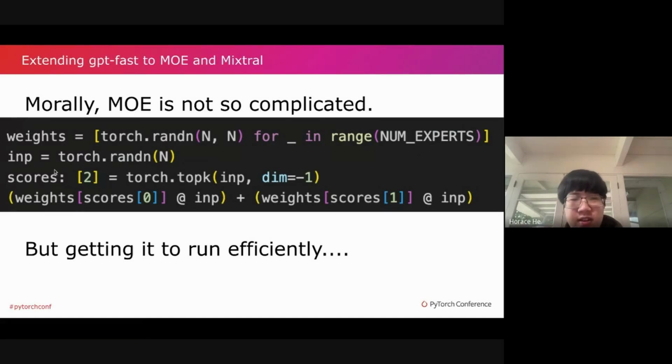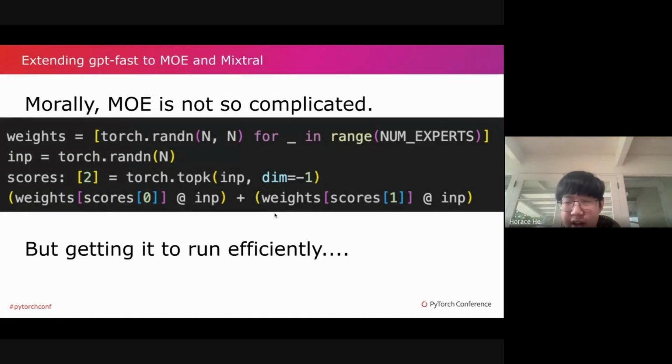And then you take your inputs and do some kind of scoring on them to find the experts that are most relevant, and then you basically just index. You choose the weights that those scores correspond to. So maybe in this case, when we look at the input, we find that the first expert and the 5th expert are the most relevant for this token. And so in that case, we simply choose to do a matmul, but using the first weight matrix and the 5th weight matrix.